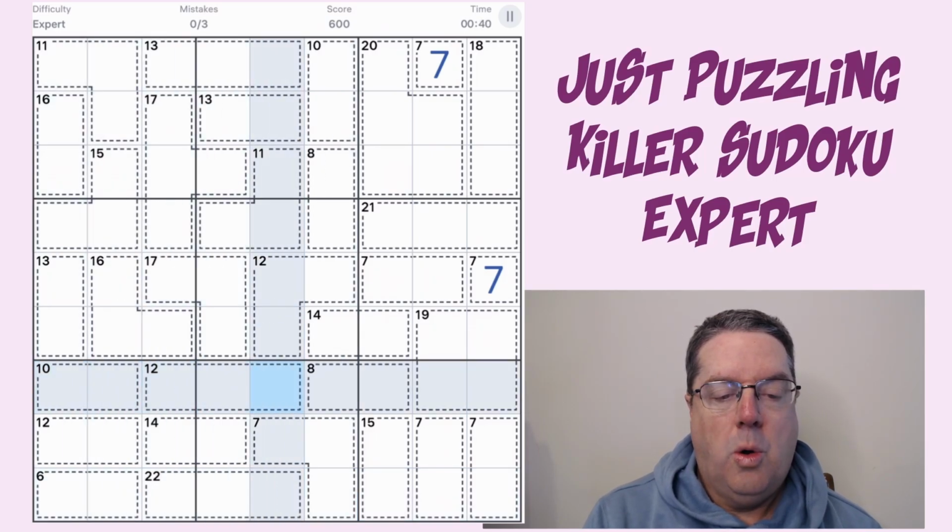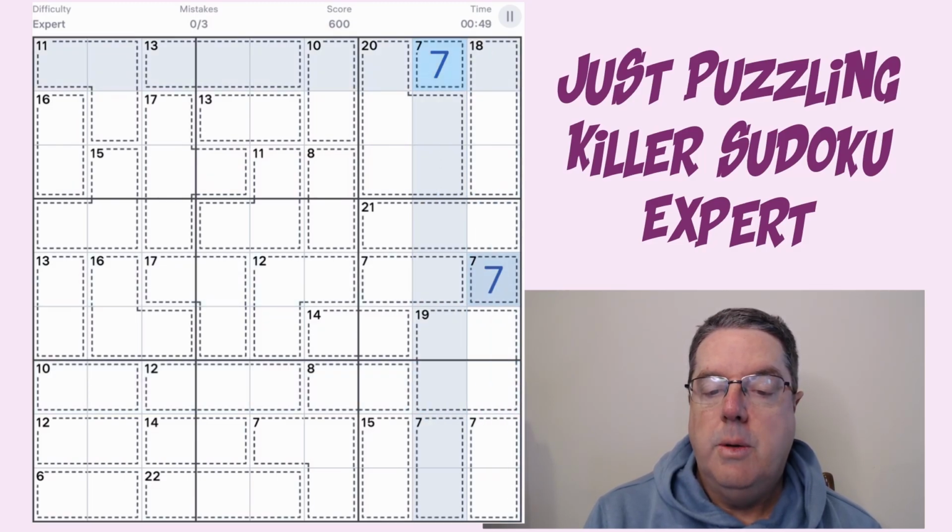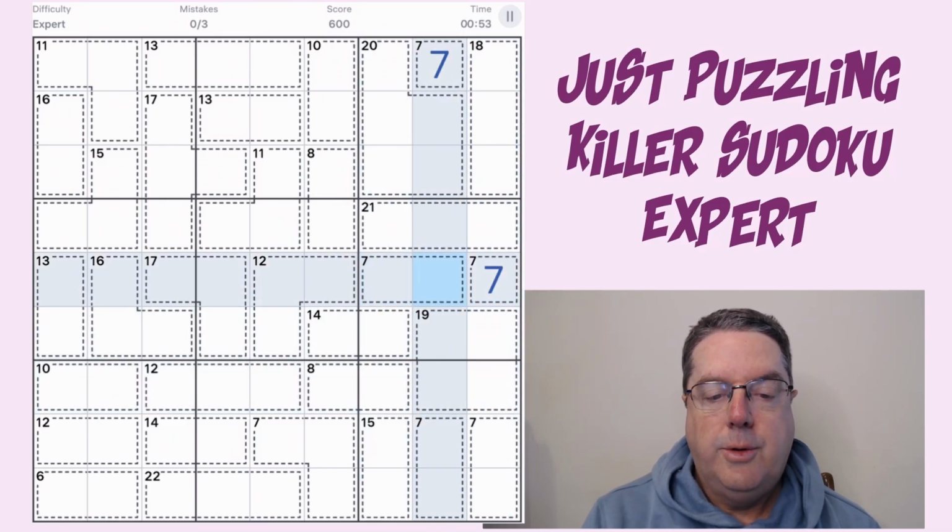10 plus 12 is 22, plus 8 is 13. This is 9 and 6 because it adds up to 15 and the 7s are out. So that's 9 and 6, that's 1 and 3. That's 2 and 5. So if that's 4, 25 plus 7 is 32, plus 7 is 39. That makes that a 6 to get it up to 45.